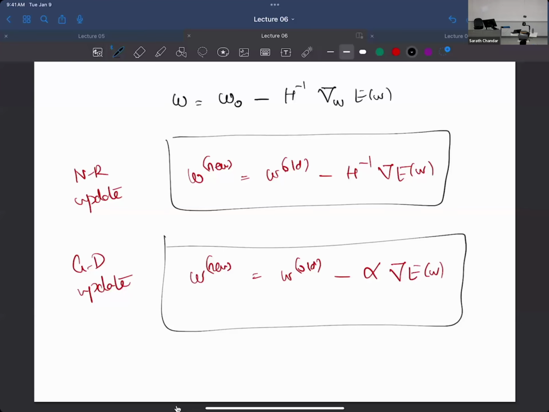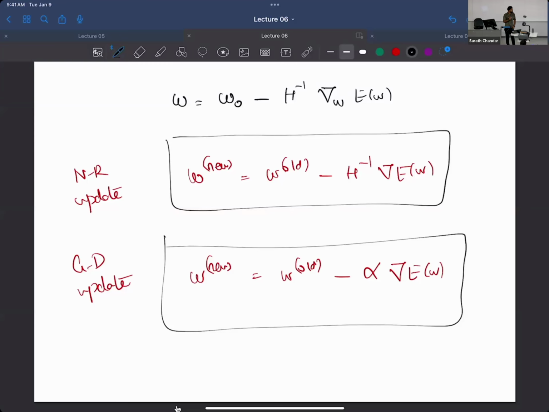On the other hand, with Newton-Raphson, you don't have any alpha. There's no learning rate, which means there's no hyperparameter to tune, right? However, alpha is replaced by H inverse, right? Okay, the gradient is a vector. The Hessian is a matrix.